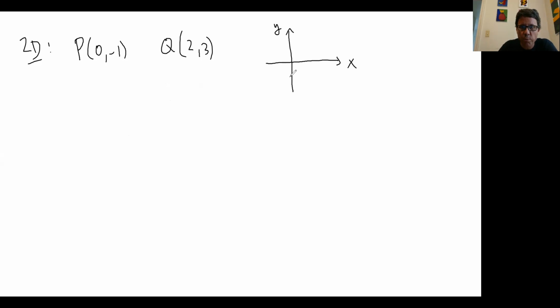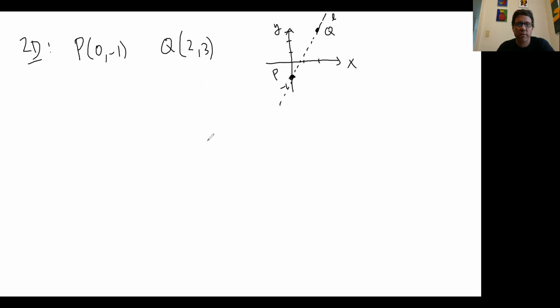So the first point here is at negative 1. That's P, 0, negative 1. Q is up here. And so we're interested in the line that goes through that. So that's L.